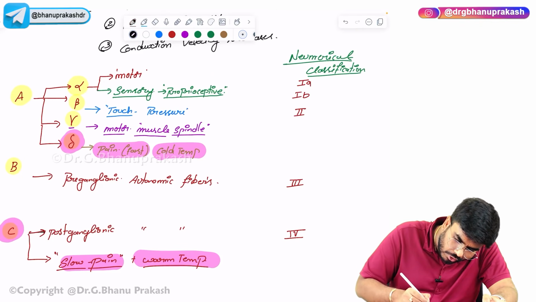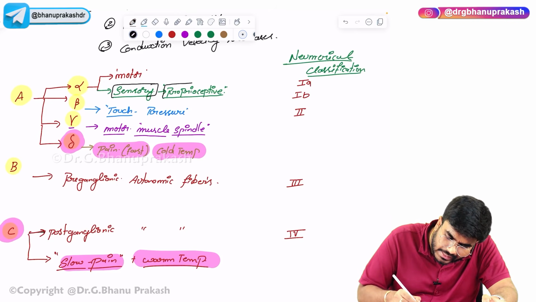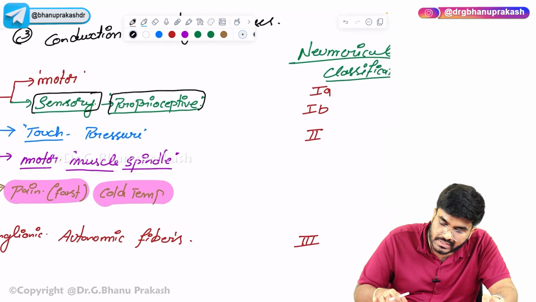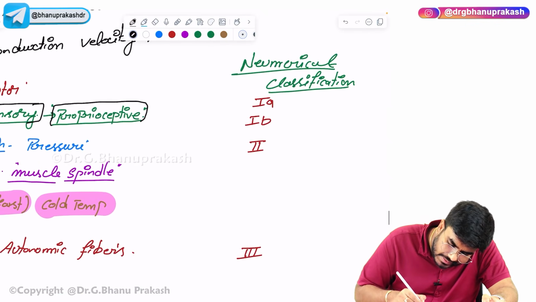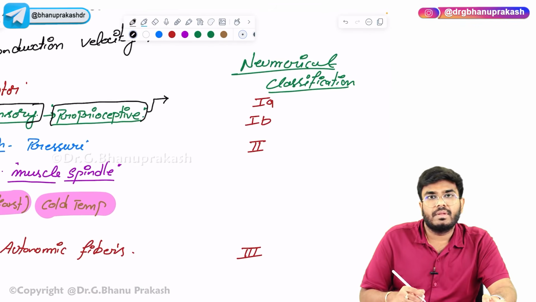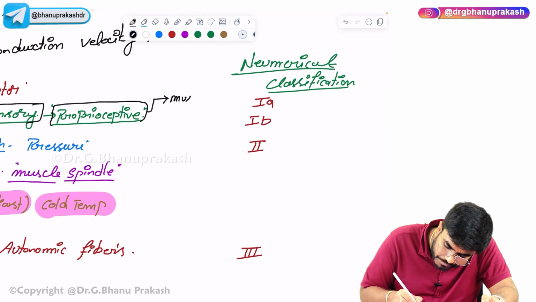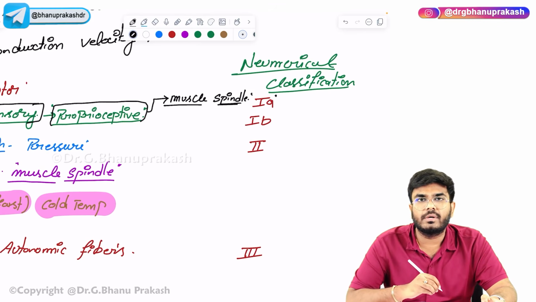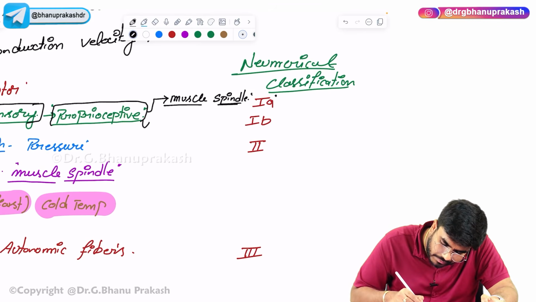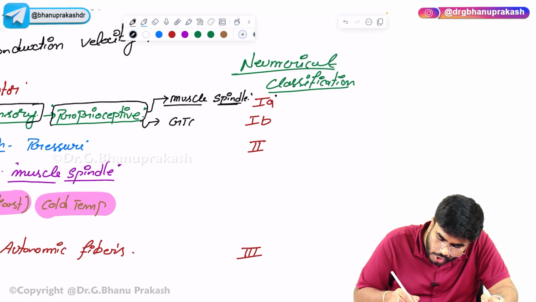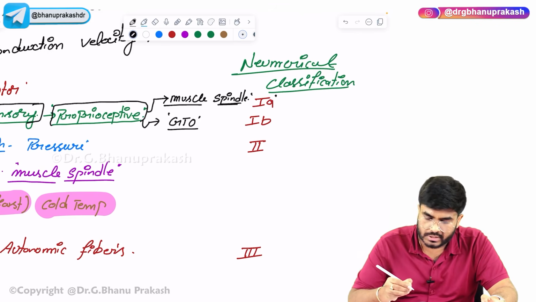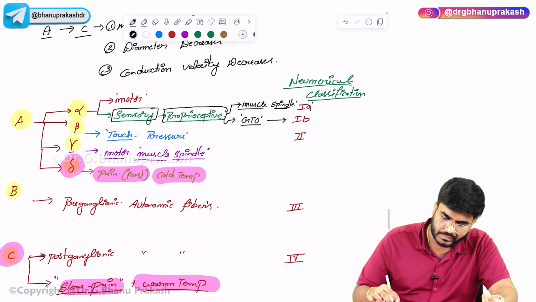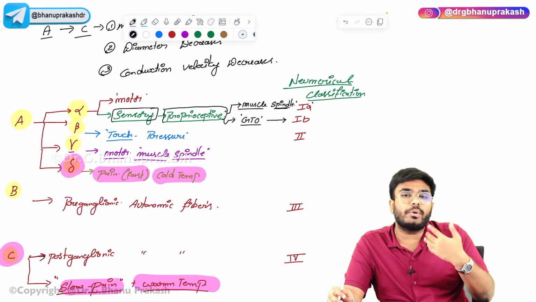For example, say I have told you A alpha has sensory functions. Which sensations is it carrying? Proprioceptive sensations. From where? If it is carrying proprioceptive information from muscle spindles, that fiber is called group 1A fiber. If it is carrying proprioceptive information from the Golgi tendon organs, then it is called group 1B fiber. So it is based on from where it is bringing the proprioceptive information.